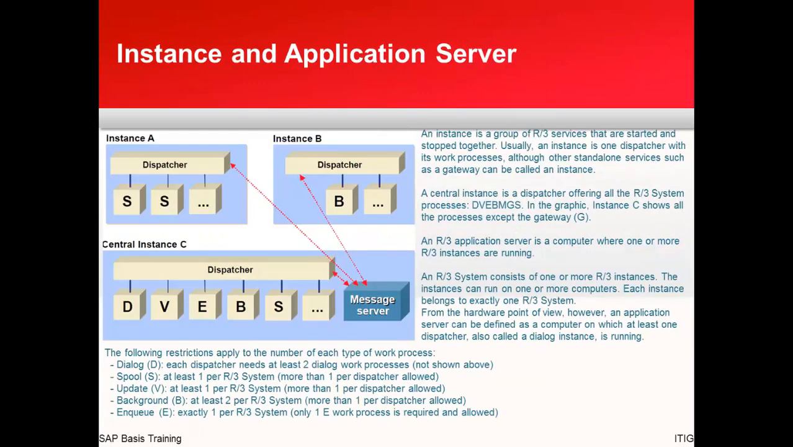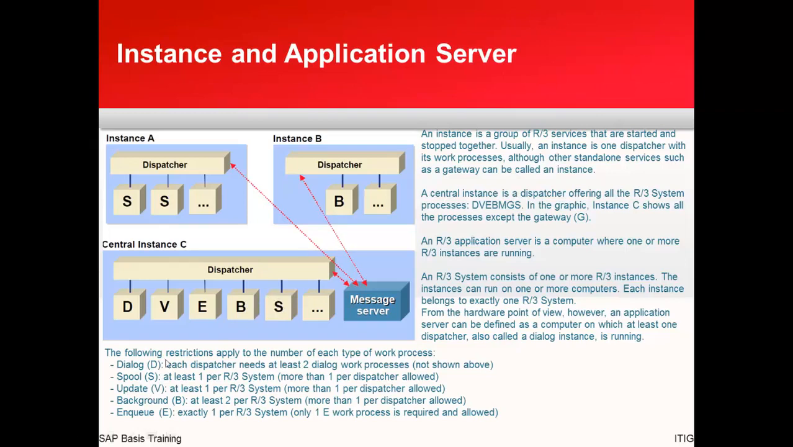Now here you can see there is an instance 1, an instance 2, and a message server. You can see different types of work processes: D for dialog, V for update. In V there are actually two types, V1 and V2. Then we have E for enqueue, B for batch, S for spool.